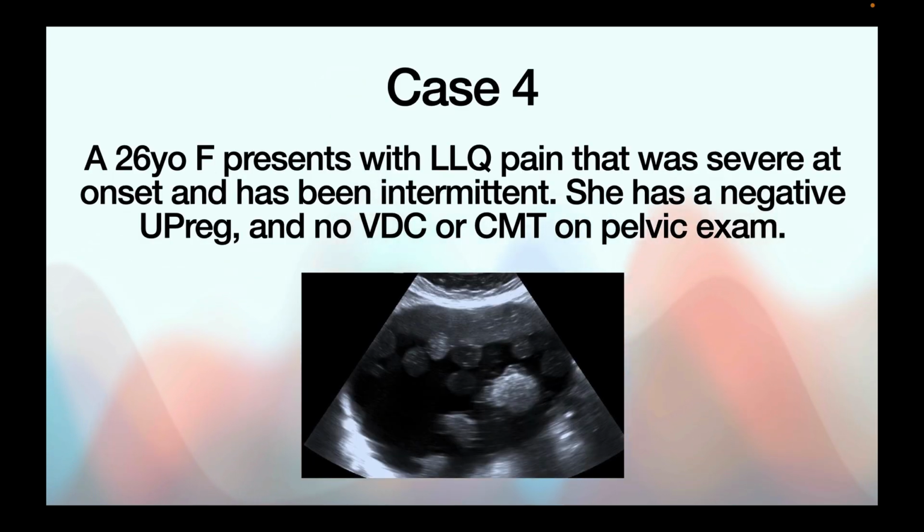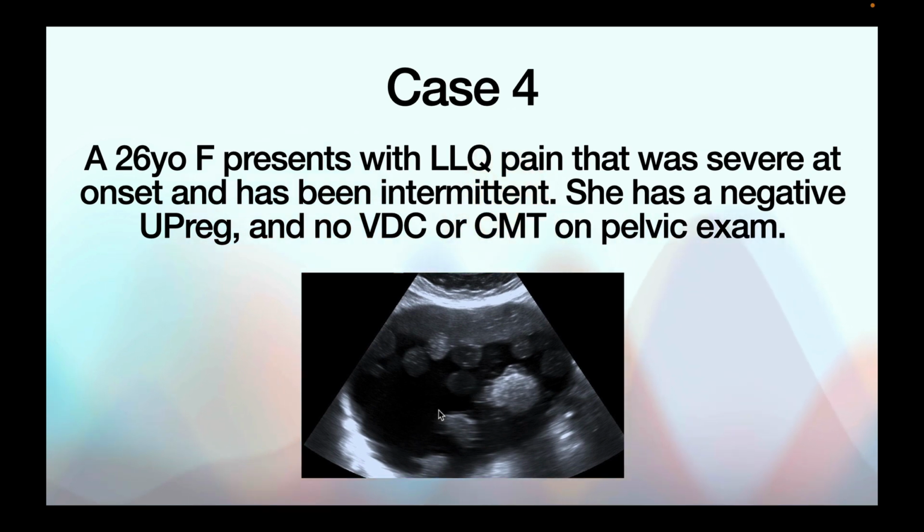So this is case 4. She's a 26-year-old woman who comes in with left lower quadrant pain that is pretty severe at onset, and it's been intermittent. She's not pregnant, and her pelvic exam shows no evidence of infection with no vaginal discharge or cervical motion tenderness. And this is what you see on her ultrasound, this cystic structure. If you were to characterize it, you could say that there are definitely some internal structures. They look like different densities. In fact, this one is shadowing. These are not really shadowing, and then there's some fluid in there too.